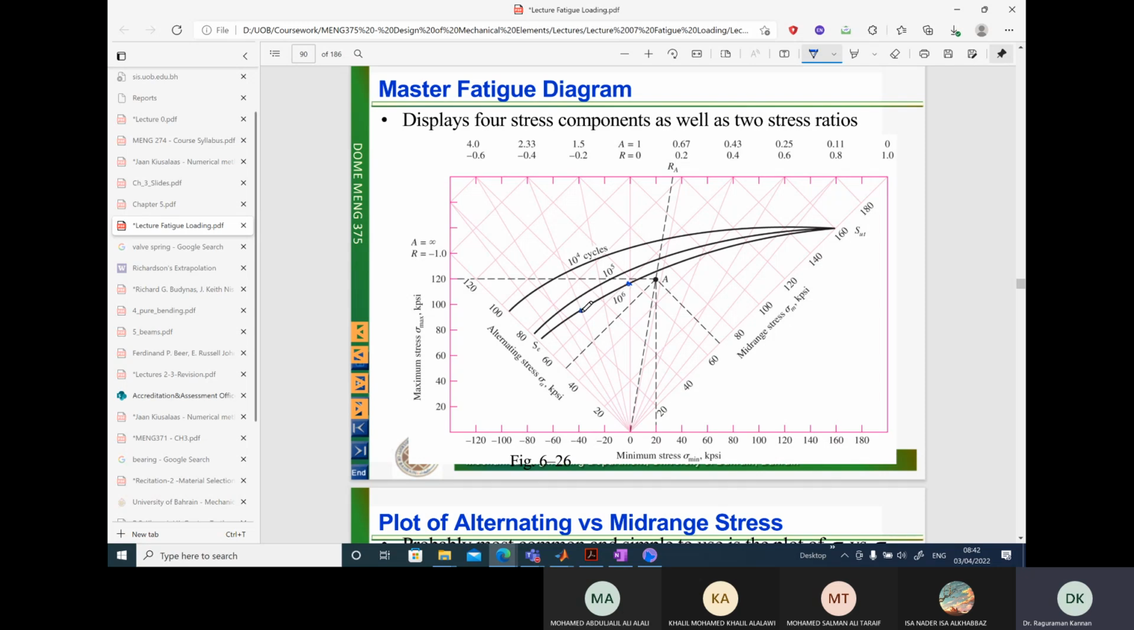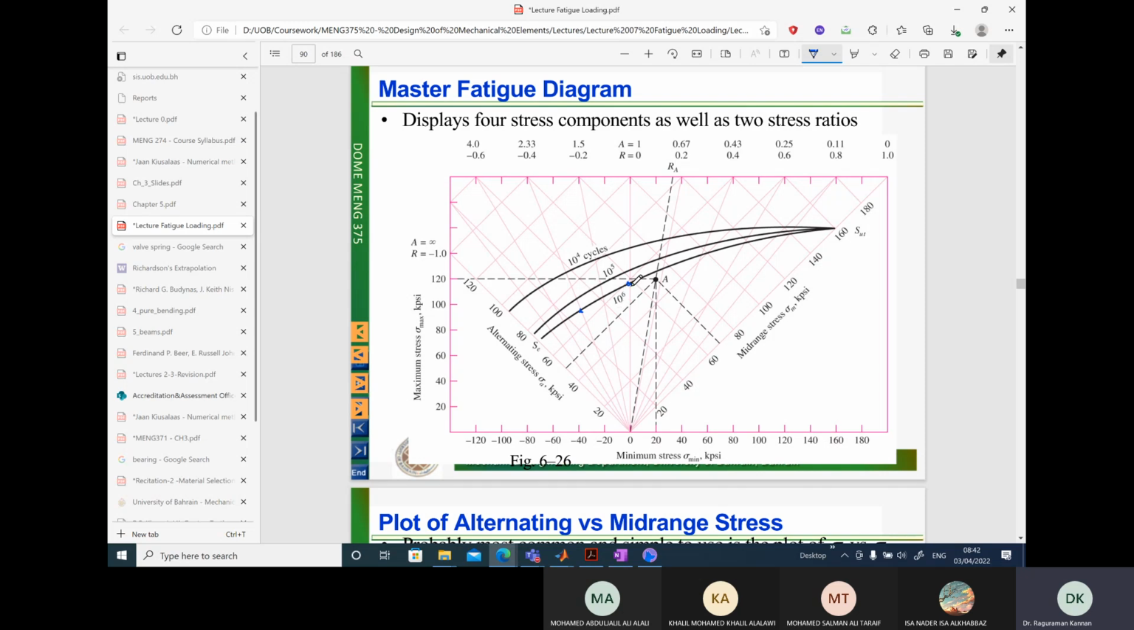So you can choose any combination of sigma A, sigma m values, or sigma minimum and maximum values, and choosing any point will tell you what is the life in the specimen. So you can consider 10 power 6 cycles as the failure envelope. If we are within this failure envelope, you will have infinite life for steel specimens. If it is aluminum, we will not have infinite life, still we will have finite life. In the case of steel, we will have infinite life.